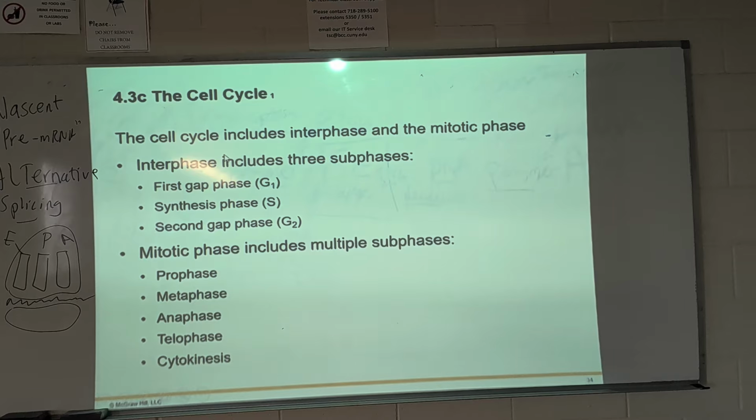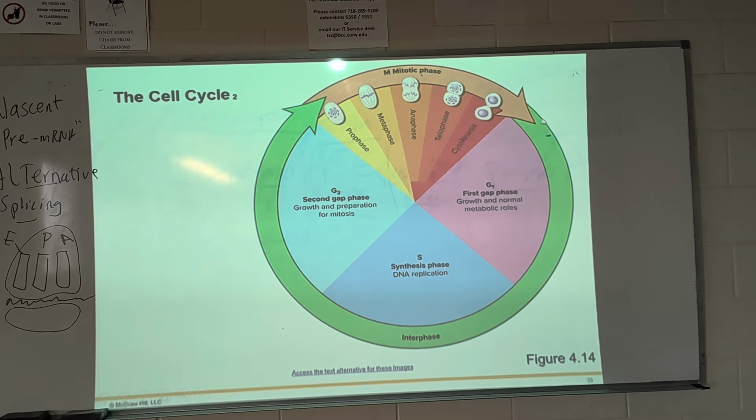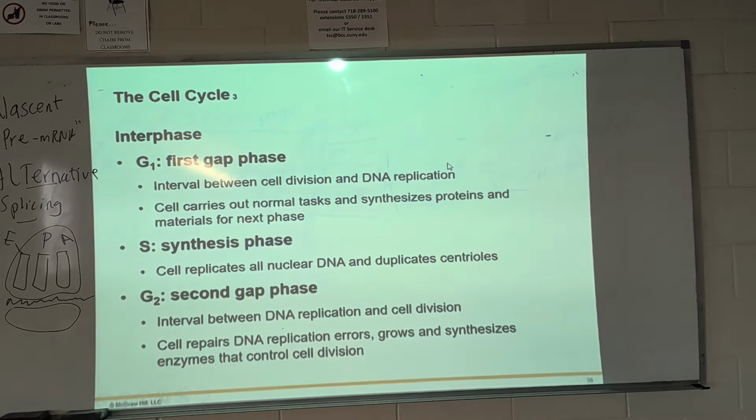Now, when we look at the cell cycle, we discussed that. We said that the cell cycle has two main phases. Interphase, that covers G1 phase, which is the phase for growth and normal metabolic processes. Synthesis phase is the DNA replication. And second gap phase is growth and preparation for mitosis. And then you have mitosis. In mitosis, you have prophase, metaphase, anaphase, telophase, and cytokinesis.